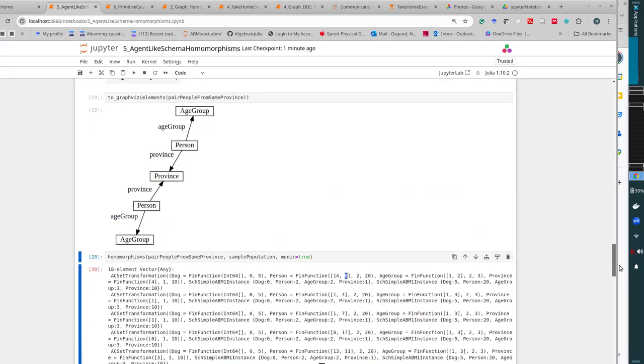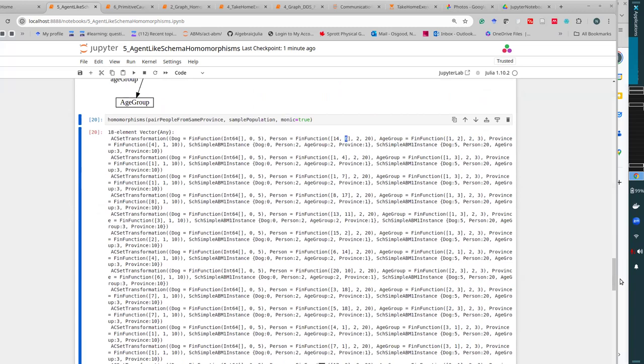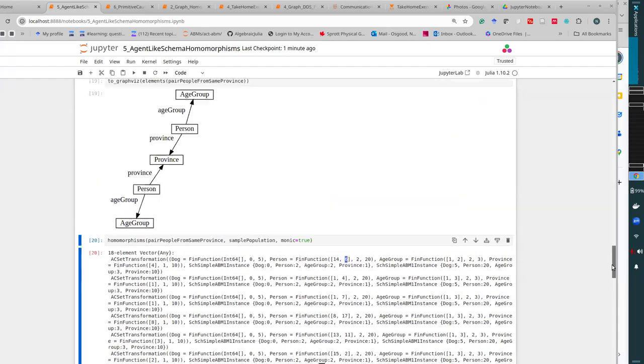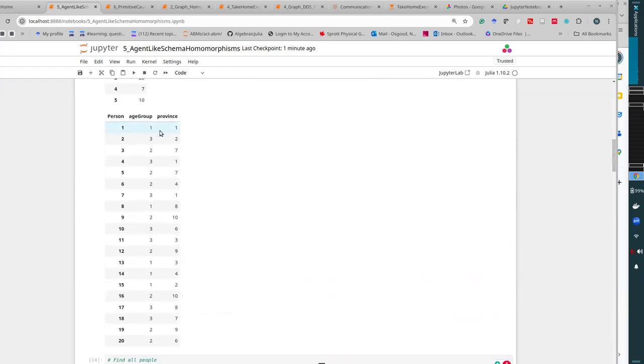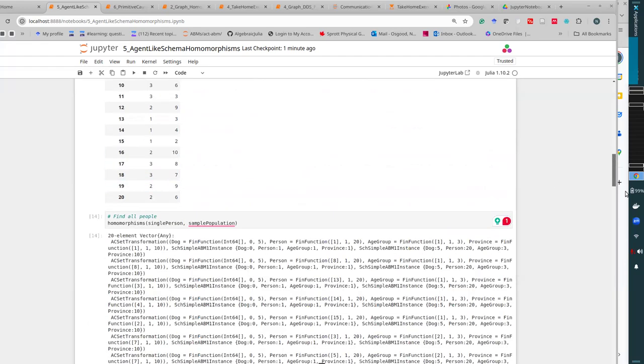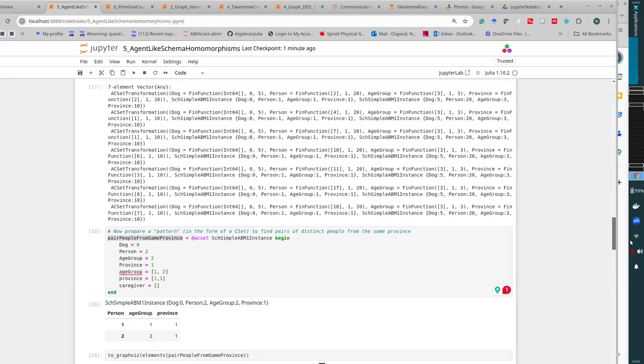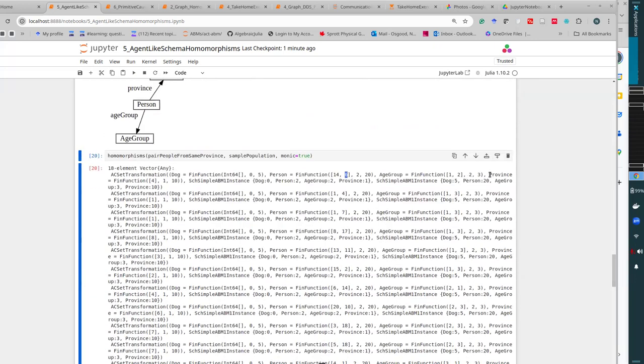Let's look for some more. Person 1 and let's look at another one. Person 1 and person 4. Sure. Person 1 and person 4 both from province 1. We kind of could have read that off, the truth is. We could have read it off here because it would say province 4 here, province 1 here.